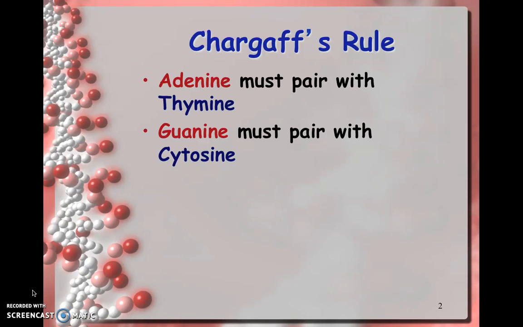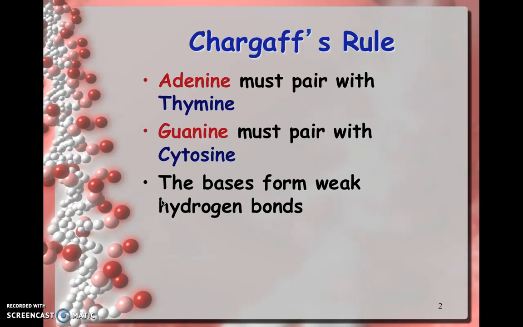I always remember that adenine and thymine go together because they are made up of straight lines. The A's and the T's are. And then the G's and the C's both curve. So you see the curve in the G and the curve in the C. So they pair together in DNA.